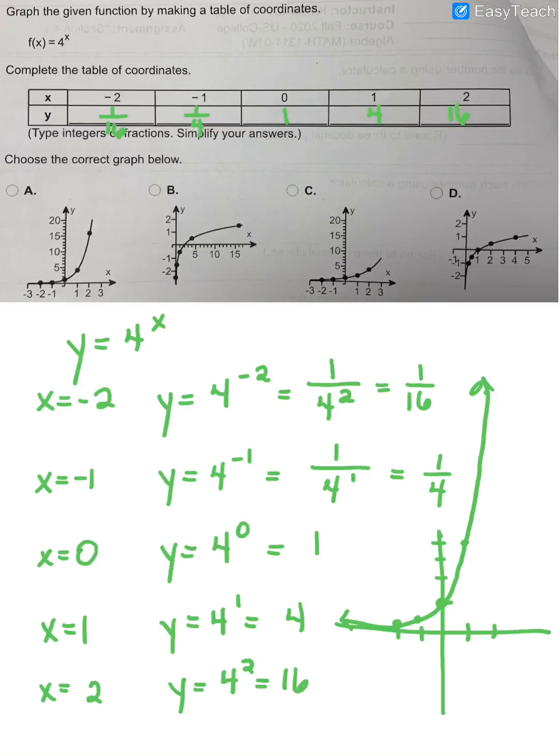So when I look at the answers, of course, B and D cannot be it. So then I start looking at the values that I've got for graph A and C. And I notice that the first 3 points look good. When I look for the point (1, 4), this appears to be at (1, 4). This one does not. So A would be my correct answer there.